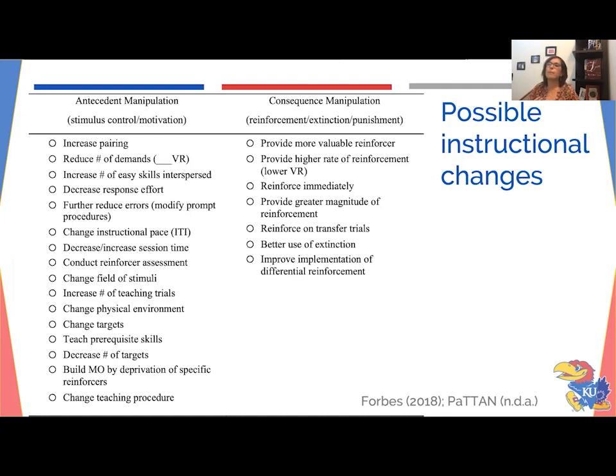So here's a list of possible instructional changes based on how the team analyzes the problem. And I want to direct your attention to a simple change that I often first recommend to AAC teams. And that change is to increase the number of teaching trials. Now, students who use AAC typically need hundreds of trials. We can't skimp on the teaching opportunities.